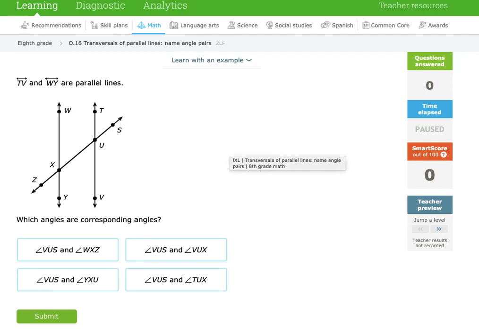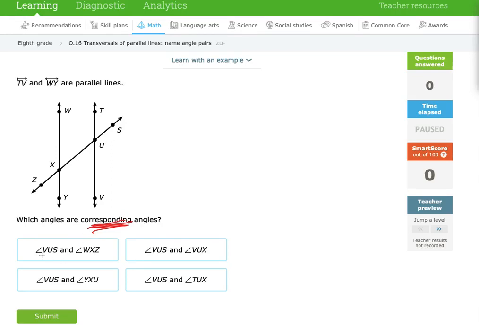Okay, for this example, they want to know which angles are corresponding angles. You have parallel lines right here, and then your transversal. Go ahead and pause the video and try it on your own first. Okay, so which angles are corresponding angles? Corresponding, we said, needs to be in the same position and same location.